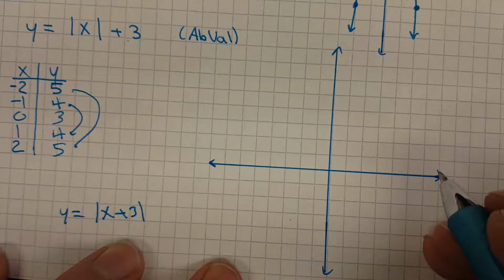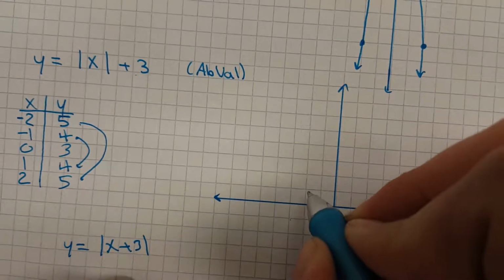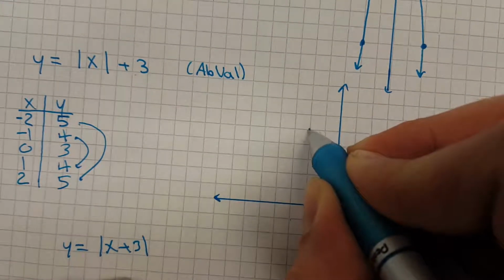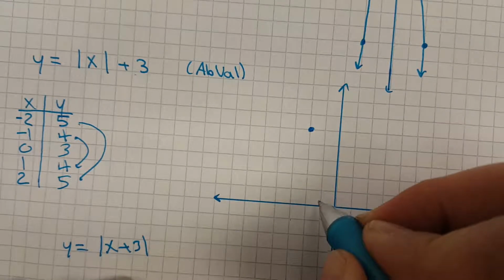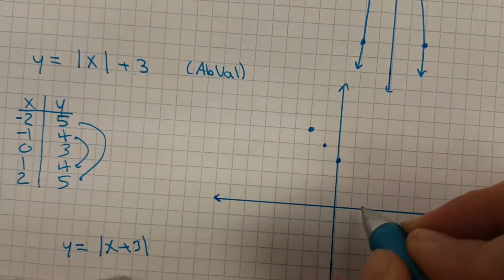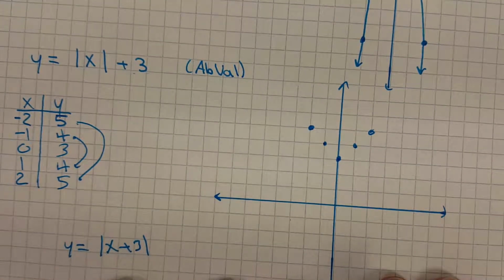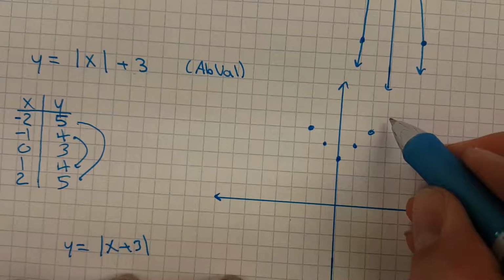Let's plot the points and see what happens here. -2 and 5. So -2, 1, 2, 3, 4, 5. There we go. -1 and 4, 1, 2, 3, 4. Okay. 0 and 3. 1 and 4. 2 and 5. I have a feeling that if I were to keep going, it's going to keep going in a nice straight line.